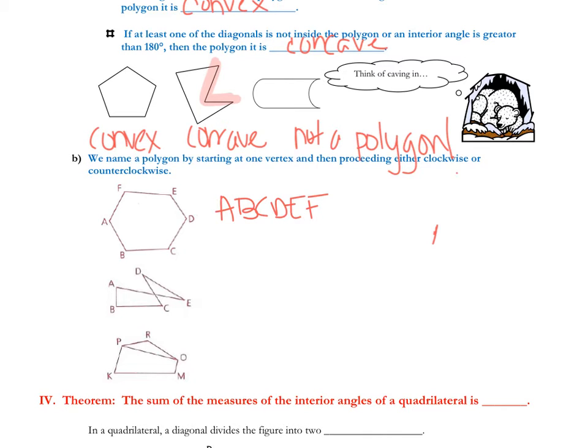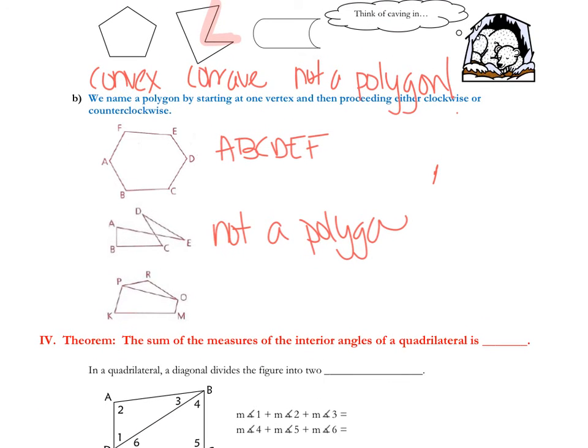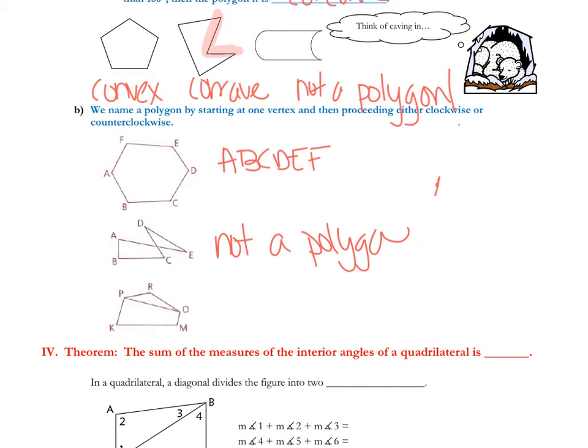The next one actually is not a polygon because of the fact that it crosses over. Okay. In the next example, we can actually say this is made up of two polygons. So we can say PRO, or we can say KPOM, or we can even say KPROM. So notice that there were several different, we have a triangle, we have a quadrilateral, and we have a pentagon.